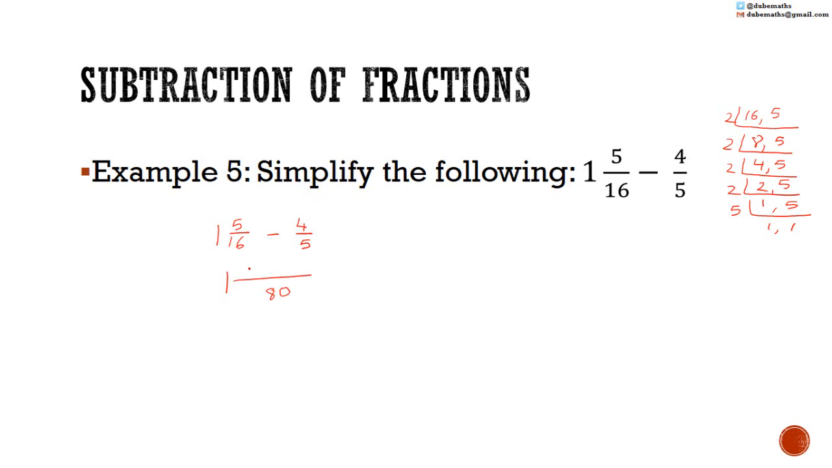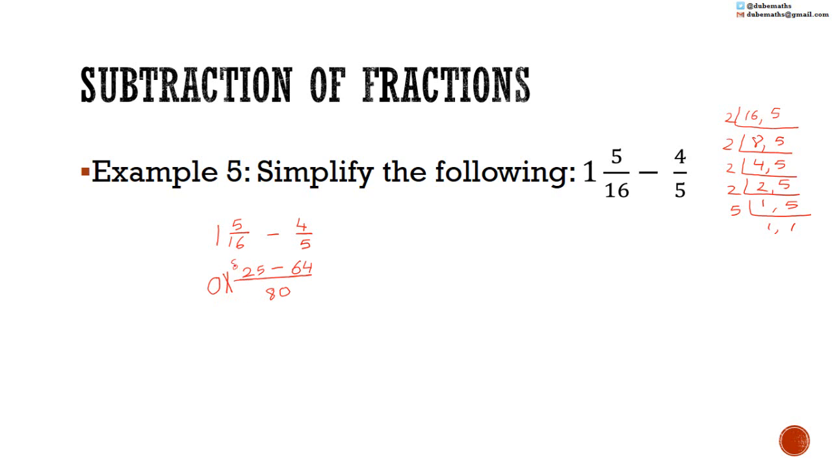So we multiply 5 by 5 to get 25. Take away 5 multiplied by 16 is 80. So we multiply 16 by 4 to get 64. So 4 over 5 is the same as 64 over 80. 25 cannot take away 64 to leave a positive number, so we borrow 1 from the whole number to be left with 0. And as before, we know that any number over itself is equal to 1, so this 1 will be 80 over 80.